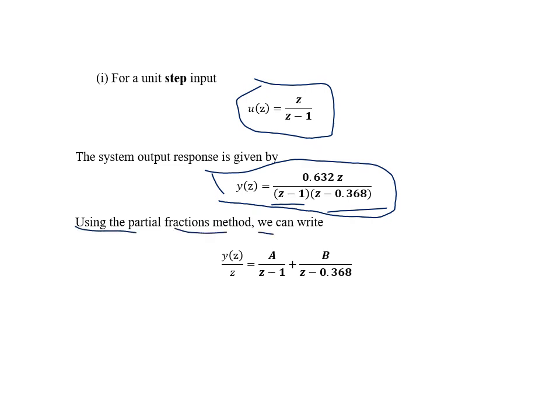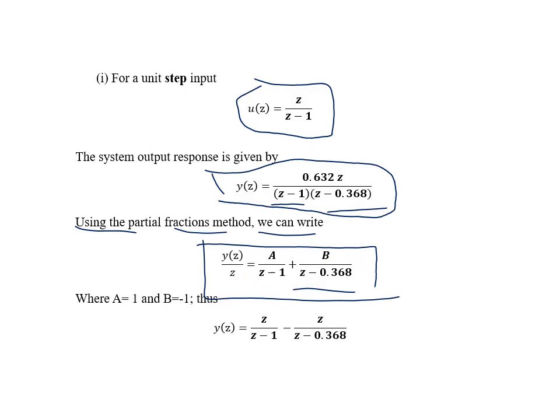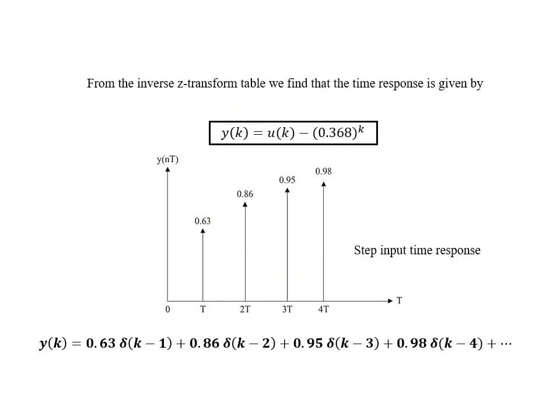Using the partial fraction method, we write Y of z divided by z equals A divided by z minus 1, the first partial fraction, and the second partial fraction is B divided by z minus 0.368. We have A equals 1 and B equals negative 1. Then we multiply by z at both sides. Then z divided by z minus 1 and negative z divided by z minus 0.368.